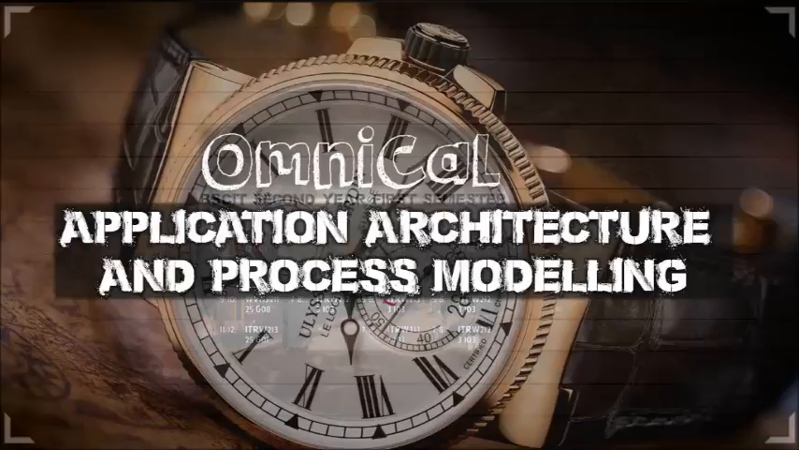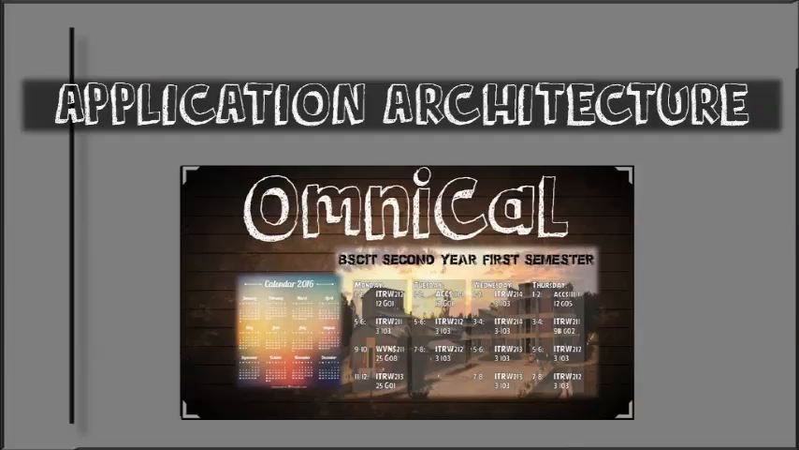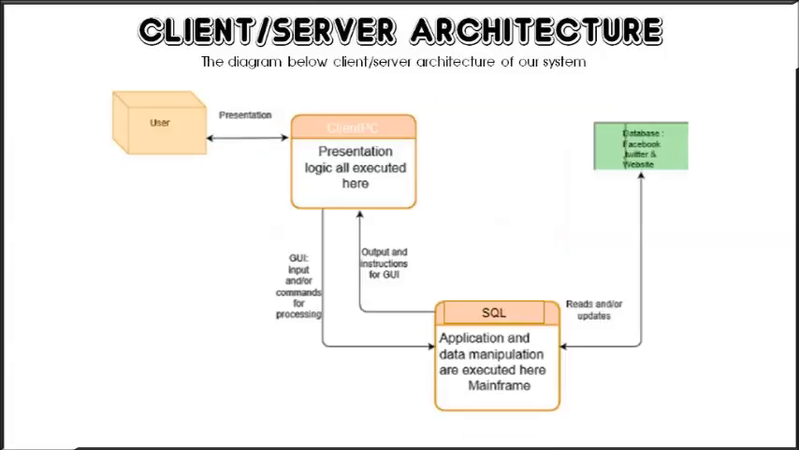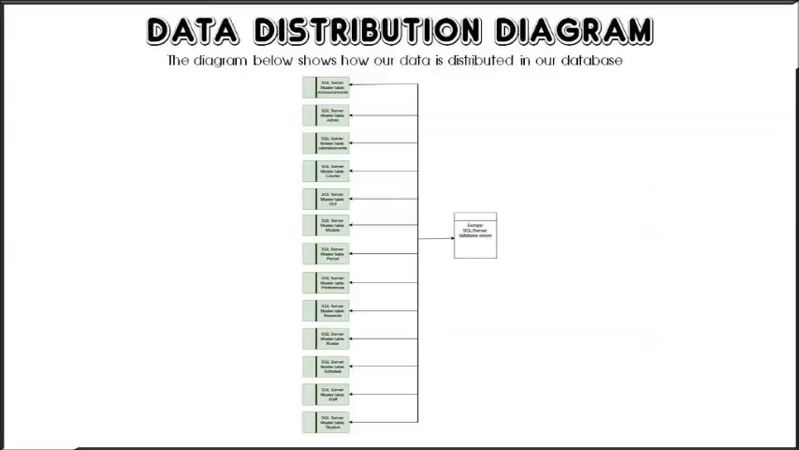Application architecture and process modeling. Application architecture. Here we have the structured diagram. This is our file server architecture. Here's our client server architecture. This is our data distribution diagram.